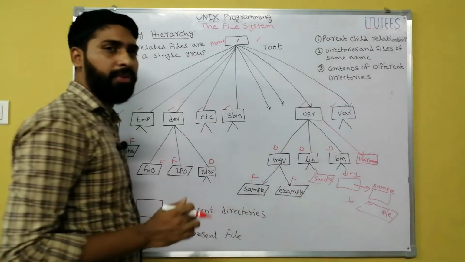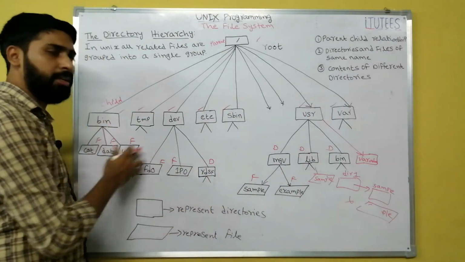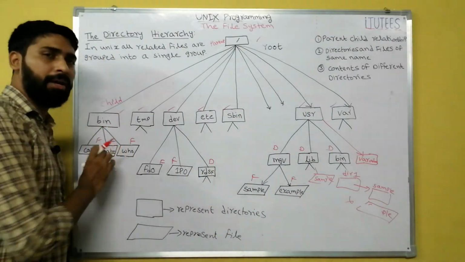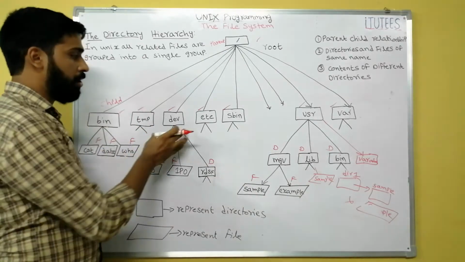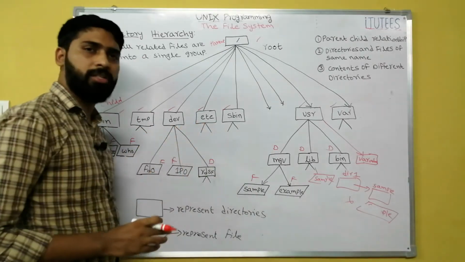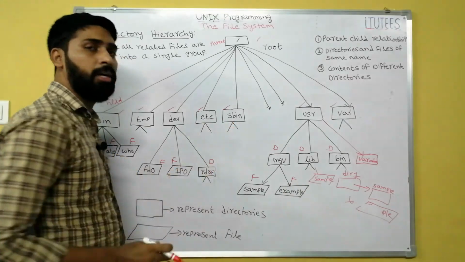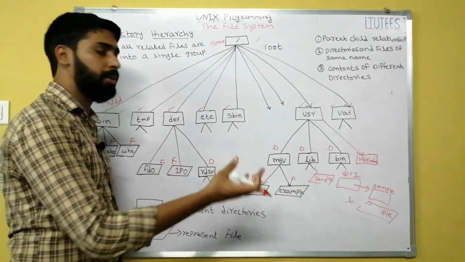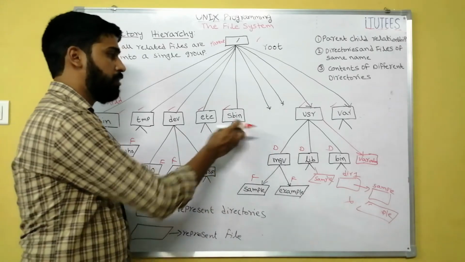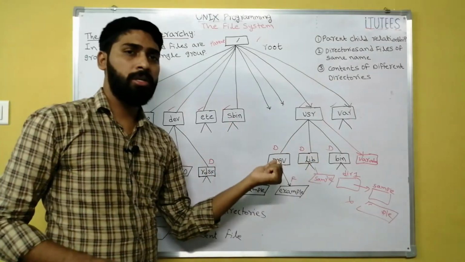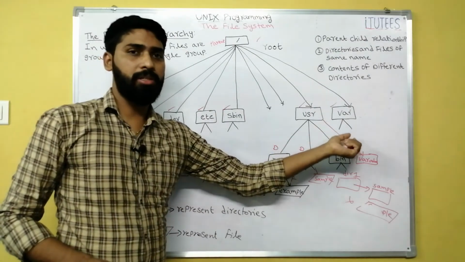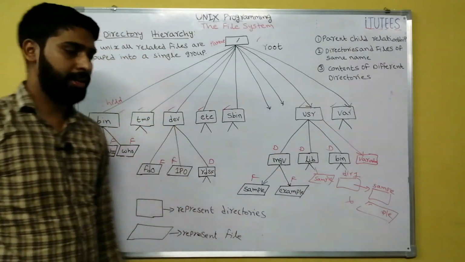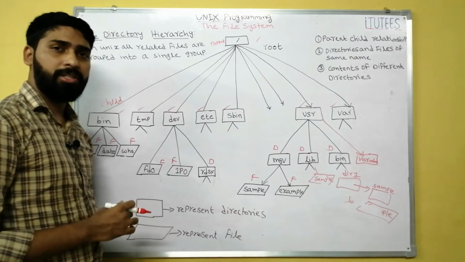And now the contents of different directories. This is the bin directory. It stores all the binary files. All the temporary files are stored in temp, all the device files in dev, all the configuration files in etc, and all the binary files executed automatically when the system starts are stored in sbin. All the user directories are stored in the user directory, and all the variable files are stored in the var directory. This is about the directory hierarchy.